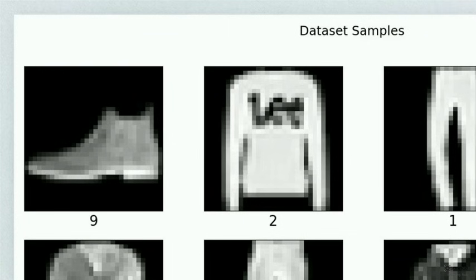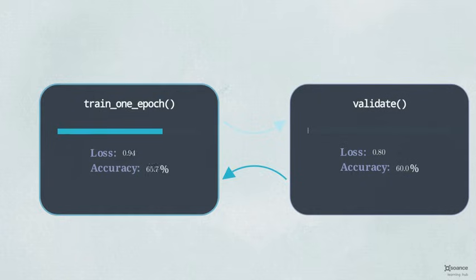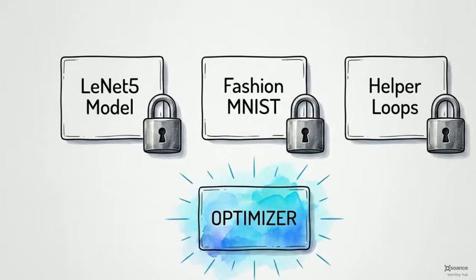Looking closer at these examples, you can see the dataset's exact constraints. Each image has a single color channel, and every item belongs to one of 10 distinct classes, labeled 0 through 9. To keep our code clean and avoid repeating ourselves, we define standard helper functions for our training and validation loops. By locking in the model, the dataset, and the training loops, we isolate the optimizer. It is the only variable in this test.